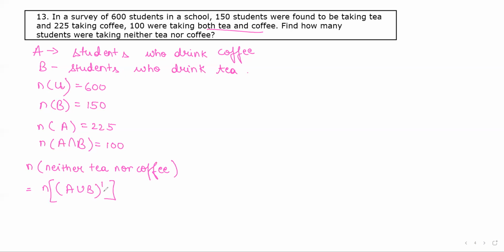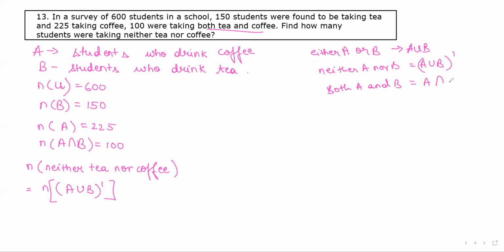A union B will be students who drink either of the two, either tea or coffee. So if the word either is used, either A or B, this is union. If it is neither A nor B, it is A union B full complement. If it is both A and B, then it is A intersection B.